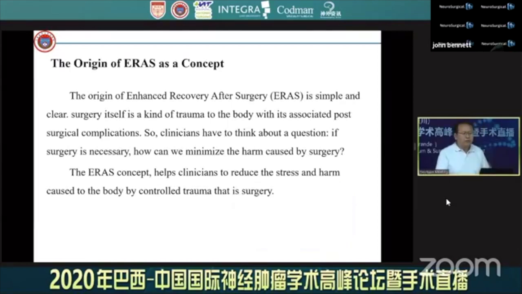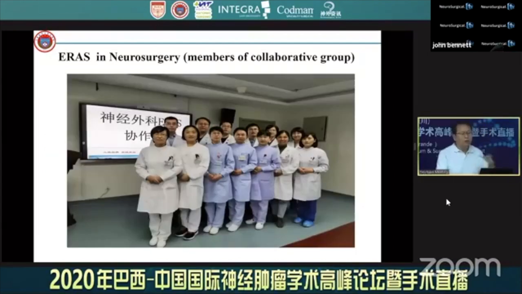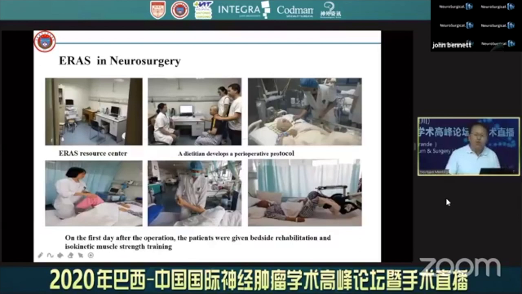So this is also the concept of ERAS, enhanced recovery after surgery. It can minimize the harm to the patient. So we organize a group. Not only doctors decide the resection. I think it includes nurses, pathology, nutrition, the operation nurse, and also a group that can finish the case. So we can reduce the complications.